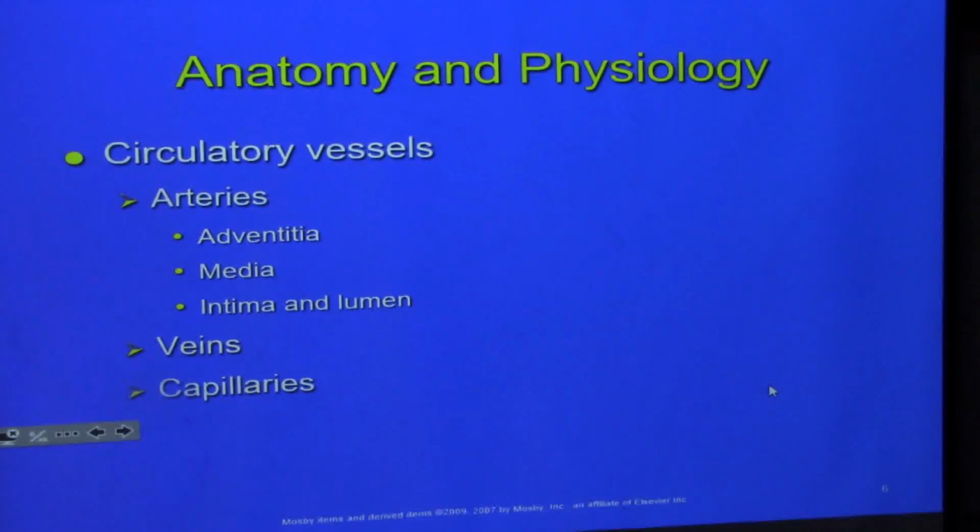Okay, so the arteries. Arteries and veins are constructed similarly. The arteries have a tunica adventitia, you remember from the last unit. That's the tough outer covering of the artery. And then the tunica media is the muscle layer that controls the diameter of the arteries. And then the intima and lumen. The intima is the inside lining, the endothelial layer, and the lumen is the hollow part of the pipe. That's where the blood, plasma and blood cells flow through.